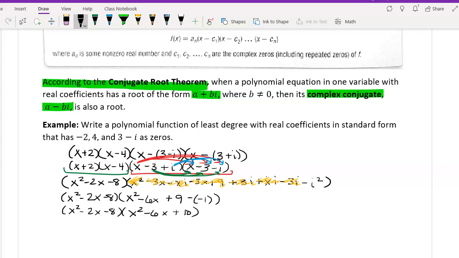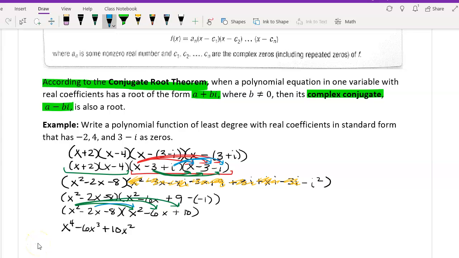All right, so now I have a trinomial times a trinomial. We want to make sure and distribute each term in this first trinomial to each term in the second trinomial. So let's start with green. x squared times x squared is x to the 4th. x squared times negative 6x is negative 6x cubed. x squared times 10 is 10x squared. All right, so that was this first term by everything in the second set of parentheses. So let's do the second term by everything inside the parentheses.